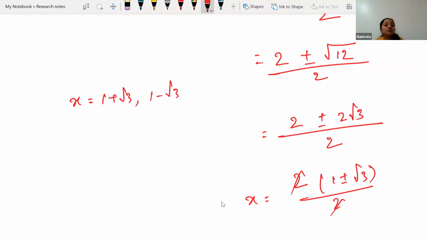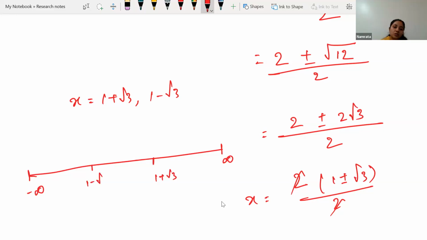Okay, we have to check which one is the point of minima. If we locate it on the real line, from negative infinity to positive infinity, one point is 1 plus root 3, another is 1 minus root 3. The value of root 3, if you can recall, is 1.73 something. That means here we have a rough idea so that we can take the test point. Even without the exact value, just having the idea, we will easily be able to take the test point over here.